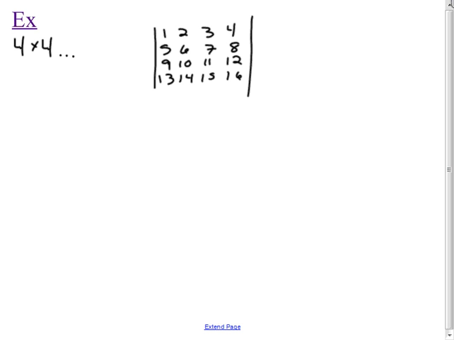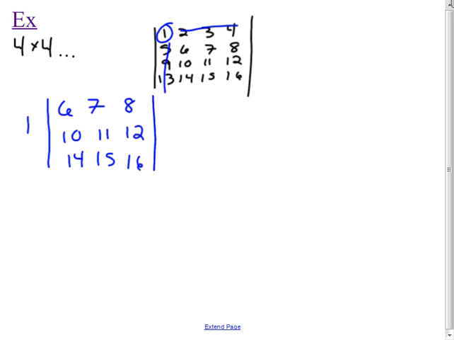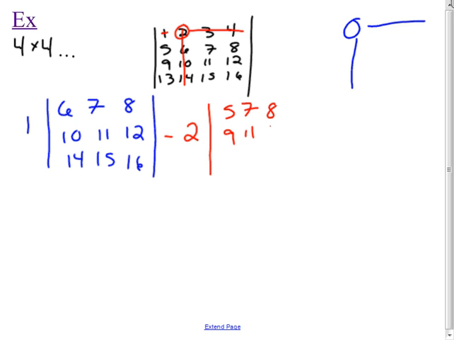You start with circling the 1 and crossing out its row and column, and that's multiplied by the determinant 6, 7, 8, 10, 11, 12, 14, 15, 16. Okay, just like before. And then I subtract 2 times, circle, cross out the rest of it, 5, 7, 8, 9, 11, 12, 13, 15, 16. And then I go plus. 3 is my scalar. Cross out.